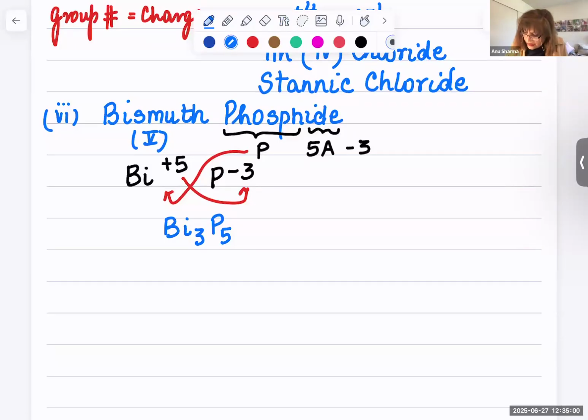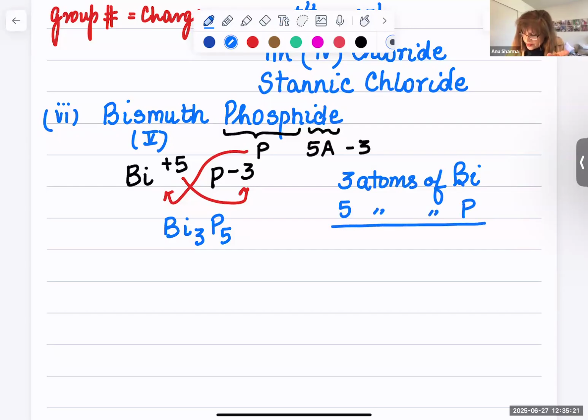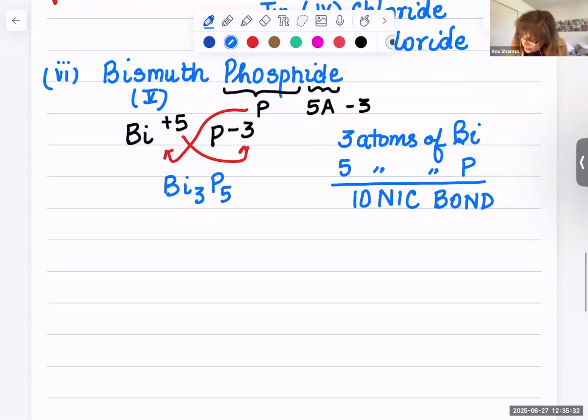This also means that we need 3 to form the bond. This is something that I missed in the class: in order to form the ionic bond between these, 3 bismuths are needed and 5 phosphorus are needed. So this means 3 atoms of bismuth and 5 atoms of phosphorus will make the ionic bond, only when this combination is there. If it's less or more, it won't work. Okay, so that's what this is.